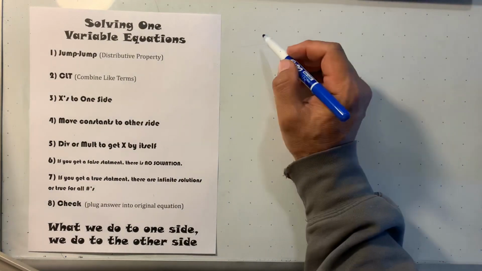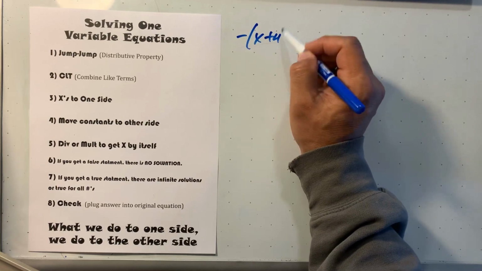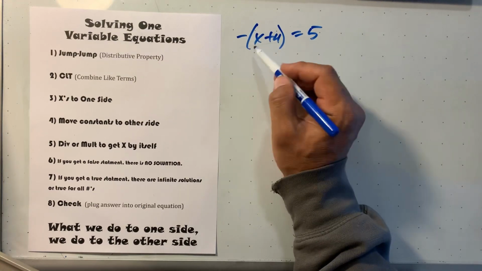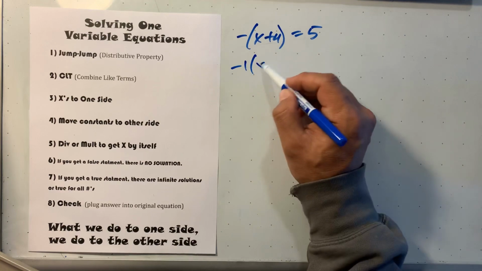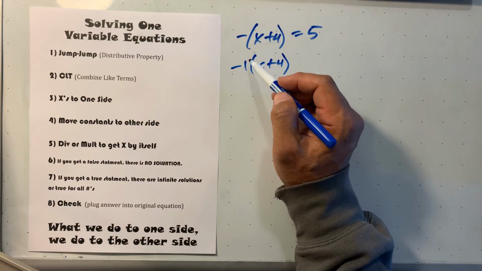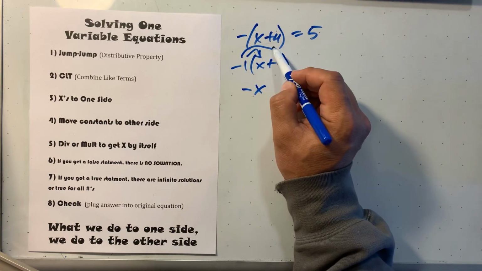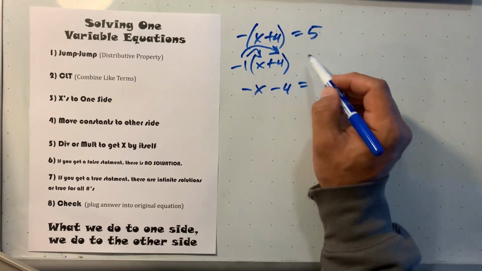All right. Minus x plus 4 is equal to 5. So this is one thing that throws people off sometimes when there's a minus sign in front. It's really like having a -1 in the front that you need to use the distributive property on. So you just got to distribute that negative sign throughout. So it's -1 times x, which is minus x, -1 times 4, which is minus 4, and that equals 5.